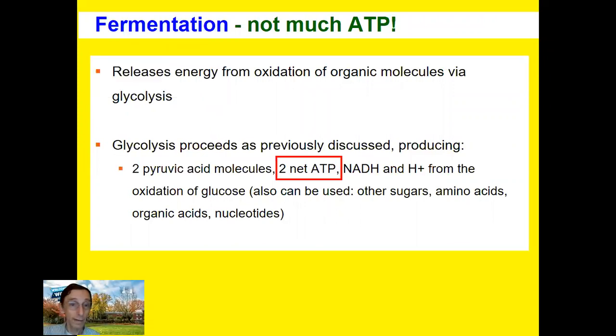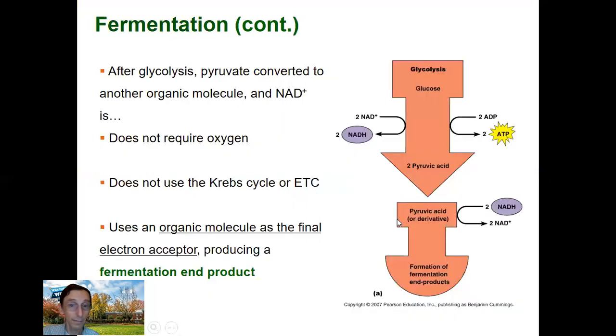So fermentation does release energy from the oxidation of an organic molecule, largely glucose, but it can be another food molecule. And that happens by glycolysis. As you recall, glycolysis previously starts aerobic respiration, and one glucose molecule is made into two pyruvic acid molecules. Two net ATP molecules are generated, and NADH is generated. Okay, any question about that?